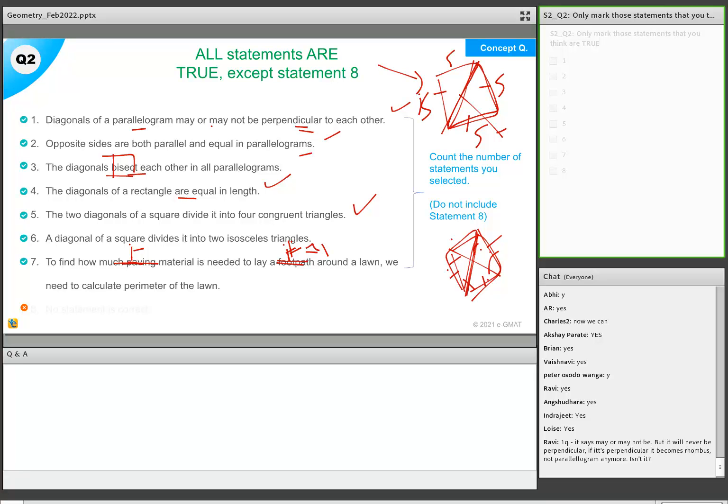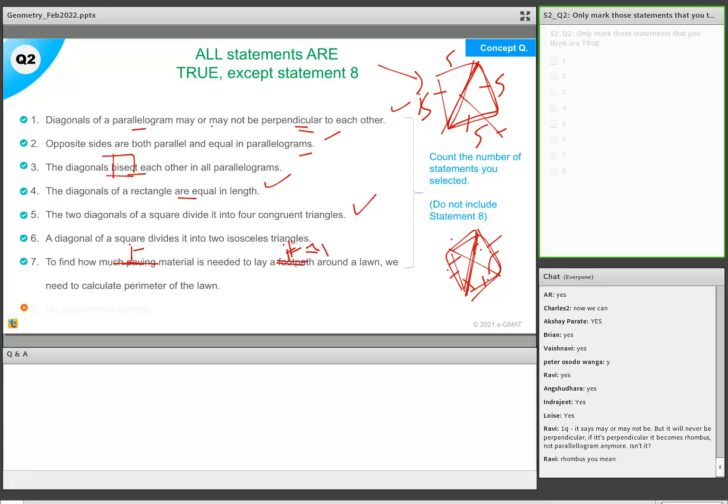Ravi, the idea is even a rectangle is an example of a parallelogram. So when a parallelogram is actually a rectangle, in that case it is perpendicular. Every parallelogram is not a rectangle, but every rectangle is a parallelogram, right? Opposite sides are parallel to each other. So a rectangle is an example of a parallelogram where the diagonals will bisect each other at 90 degrees. I hope that gives a little bit of clarity on this. So that's why the may or may not be.